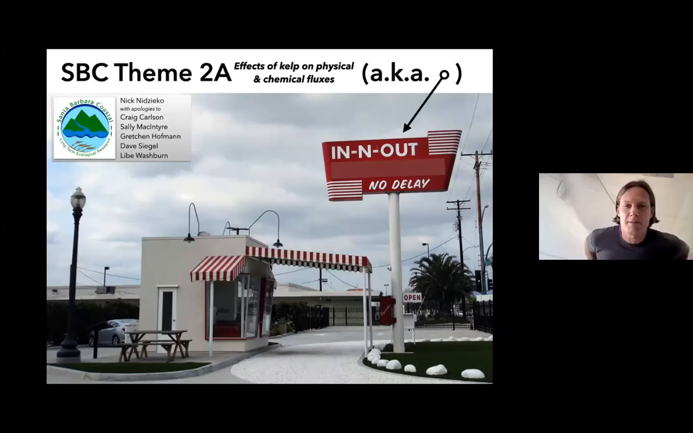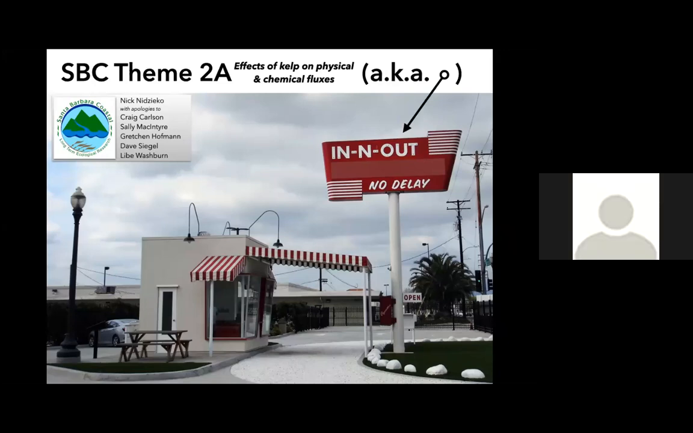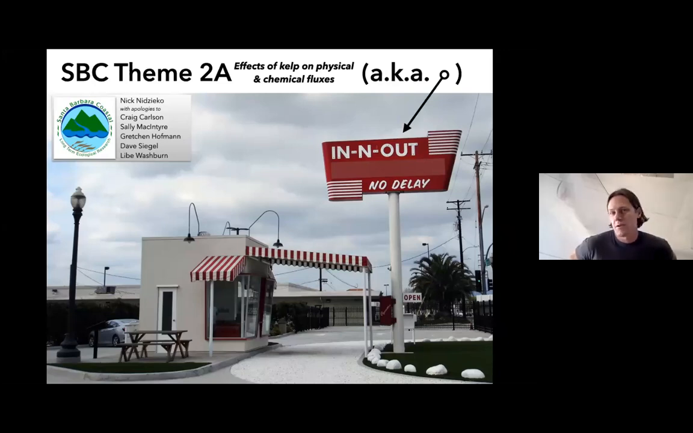I'm here to talk about updates or remind you of what theme 2A is. Theme 2A is effectively studying the effect of kelp on physical and chemical fluxes. It's also known informally and locally as "in and out."